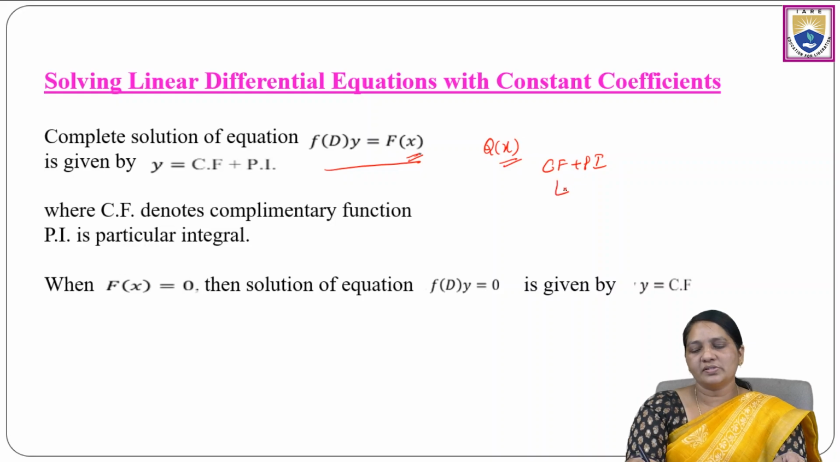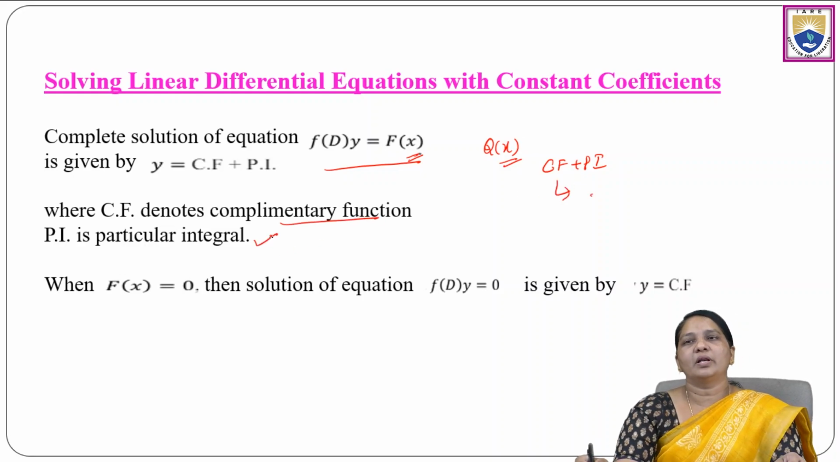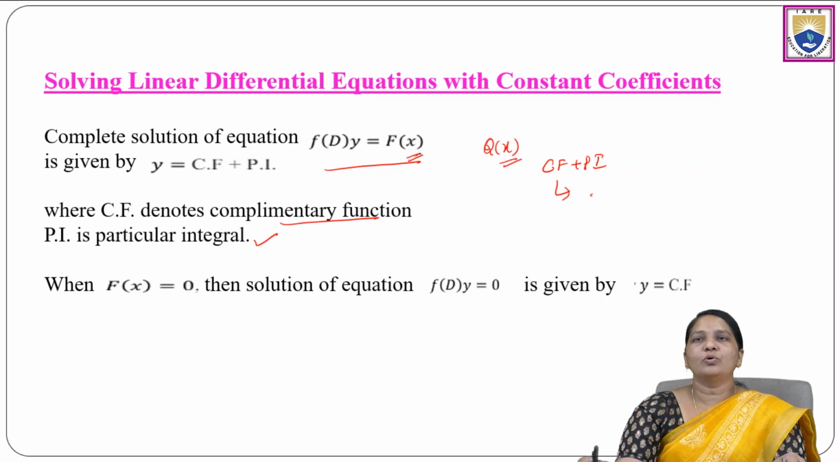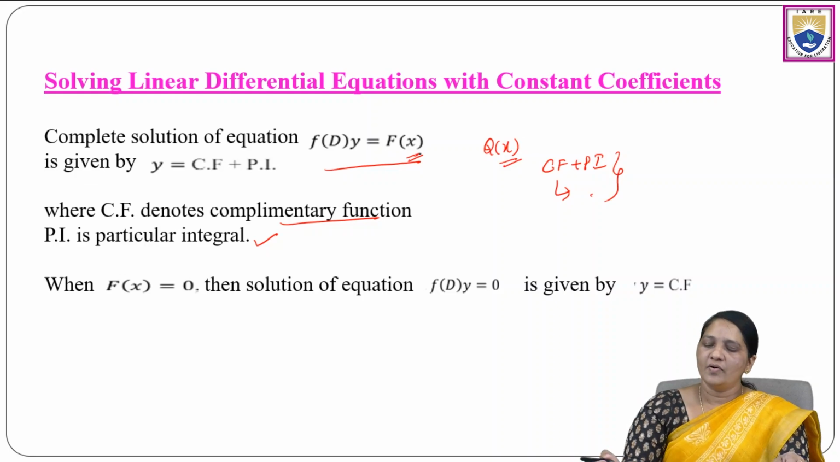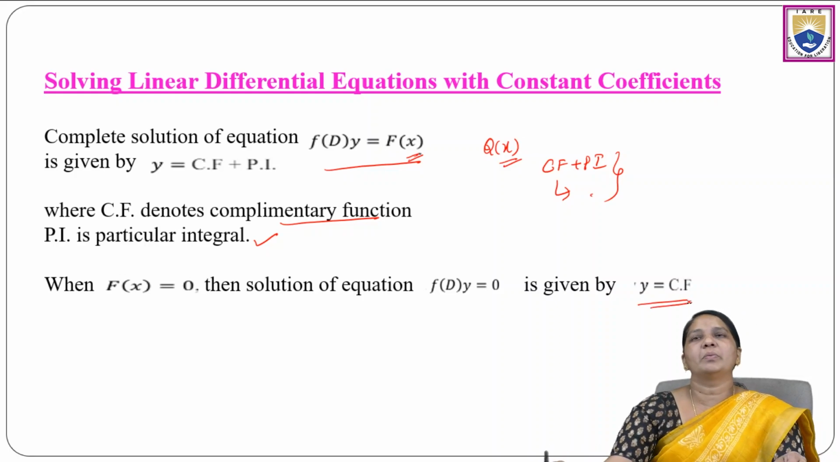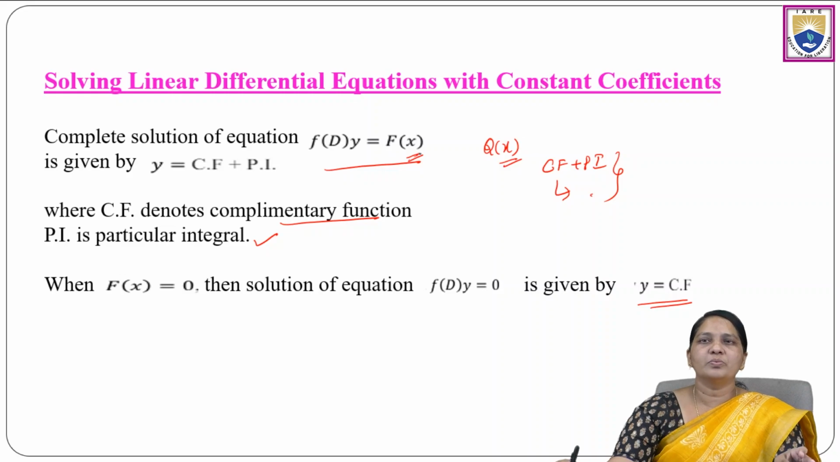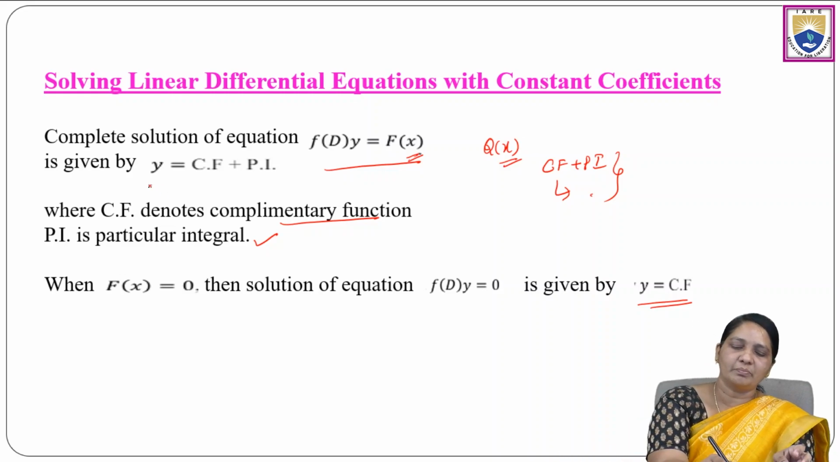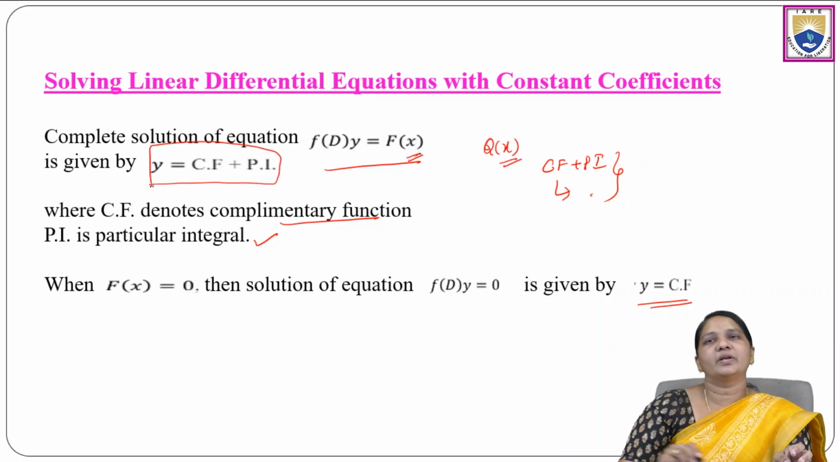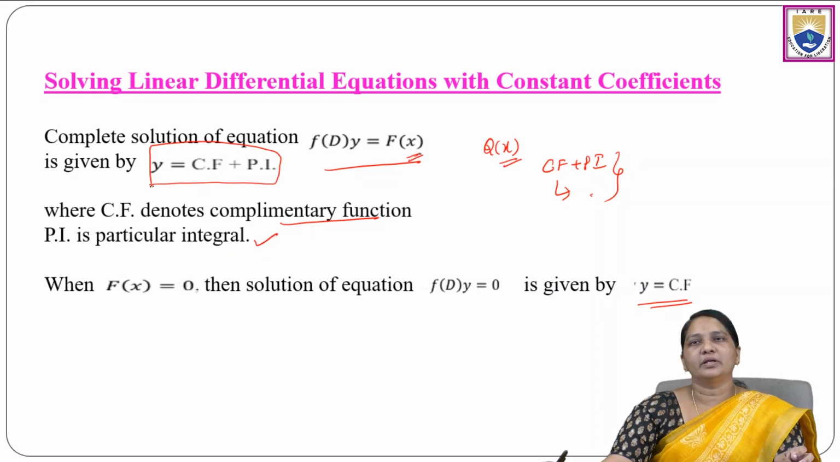What is the meaning of CF? CF is the complementary function and PI is the particular integral. So for the non-homogeneous equation, we have to calculate both values, the complementary function and the particular integral. For the homogeneous equation, only the complementary function is enough. Here we are going to discuss the non-homogeneous equation, which means our complete solution is the complementary function and the particular integral.